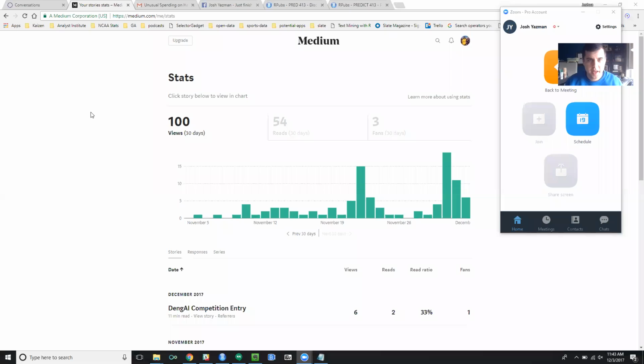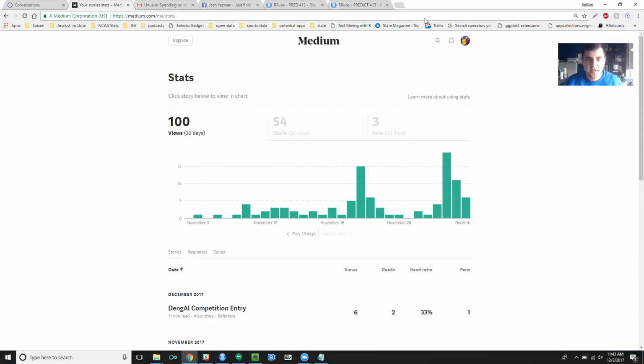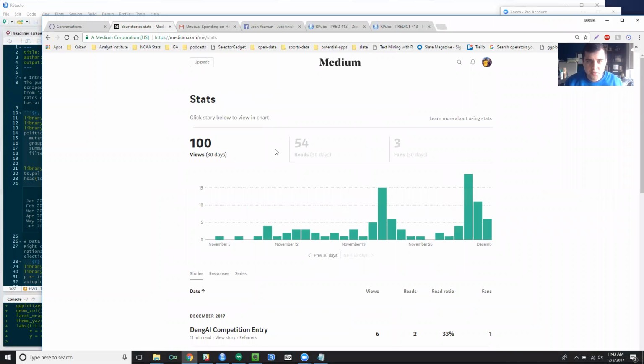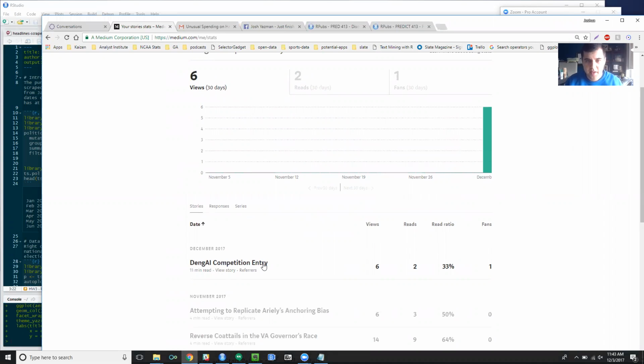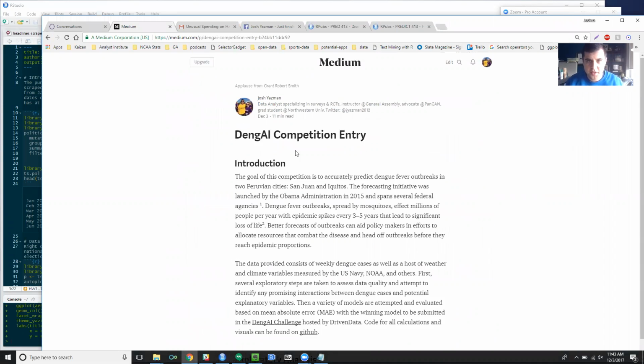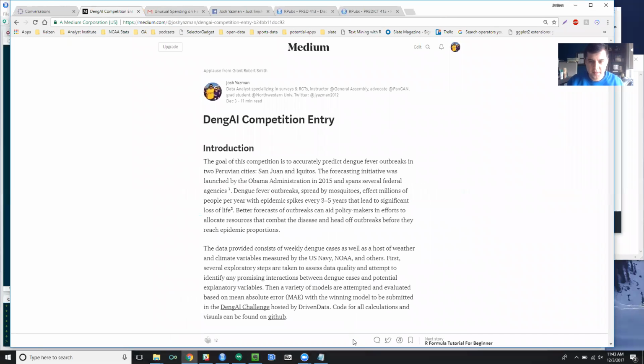I wrote this up as a Medium post with the intention of striking some balance between writing something that adequately explored the topic, and also writing in a way that's accessible to people who don't spend all of their time thinking about stats and R code like some of us do.